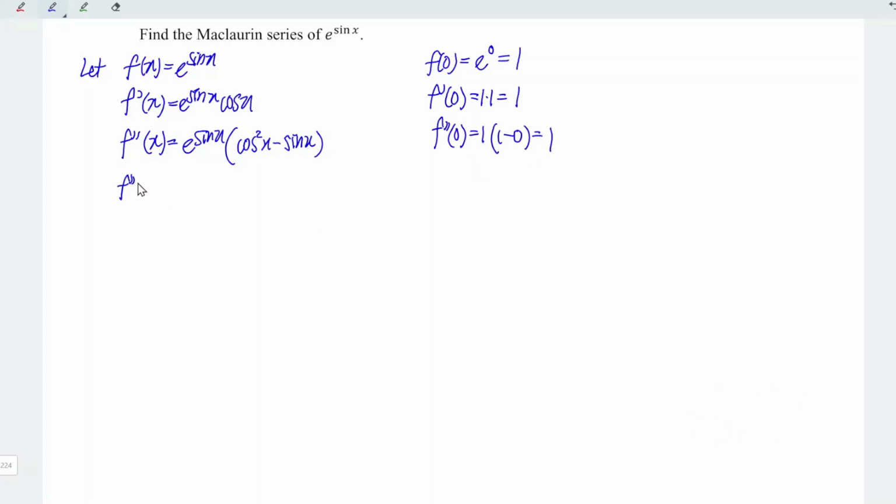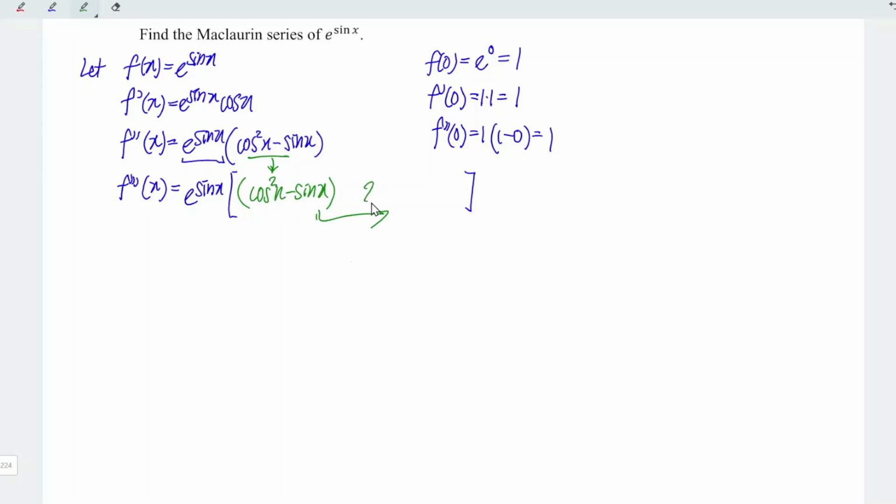Let's continue to differentiate the function with respect to x for the third time. Also, follow the simple hack. Firstly, copy the exponential function, which is e to the power sine x, and now make a bracket and copy the rest of the function. We have cos squared x minus sine x. Since we have two terms, we need a bracket. And now differentiate them.